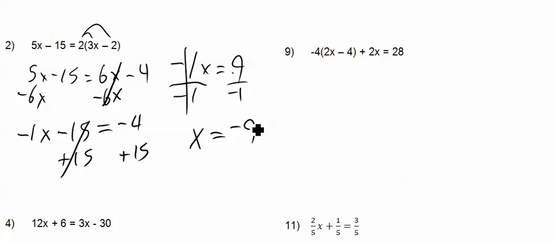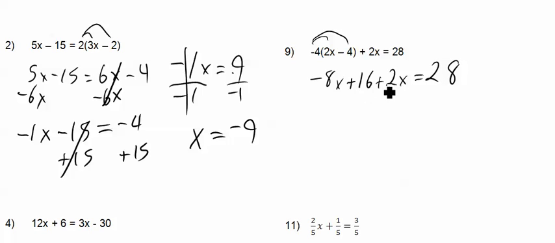So let's take a look at this one over here. Number 9. You have distributive property we need to do again. So negative 4 times 2 is negative 8x. Negative 4 times negative 4 is positive 16. And we just write the rest of it down. Okay, so on this side, we can still combine like terms.